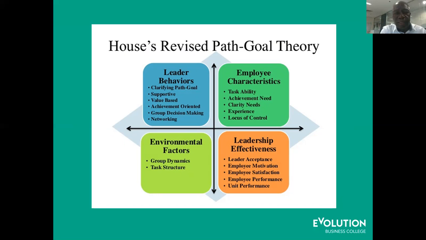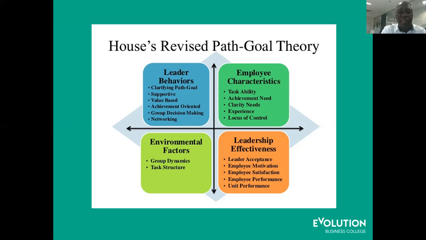The employee characteristics are going to match, right? Employee characteristics: task ability, achievement need, clarity needs, experience, and locus of control. So House is saying, when you look at this theory, you're going to create a path to achieve a goal. That means the path that leads to the success or the achievement of those goals.